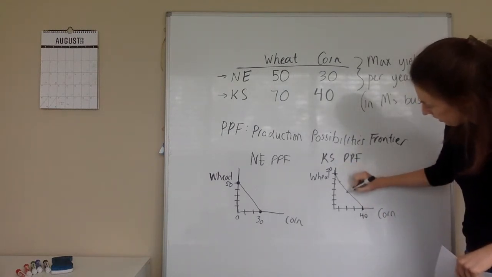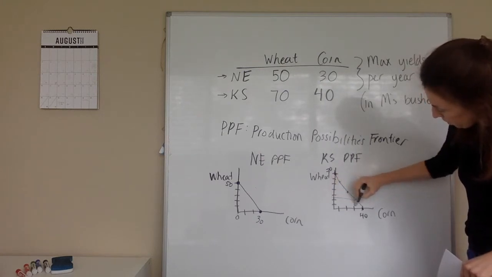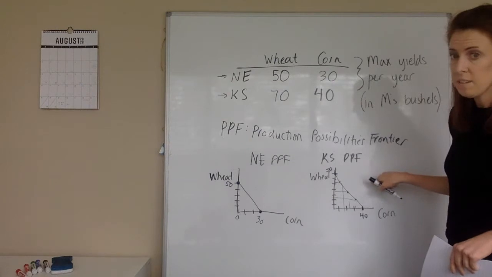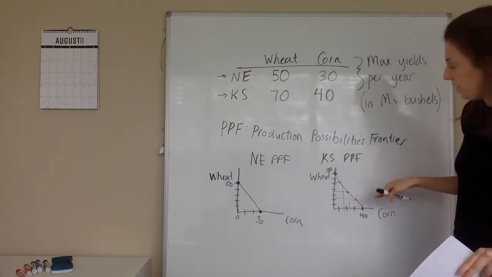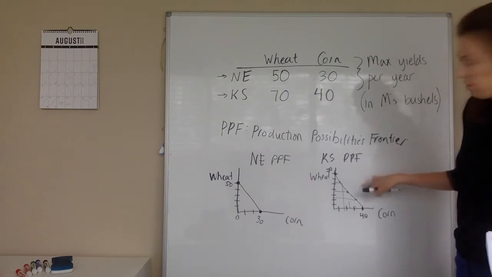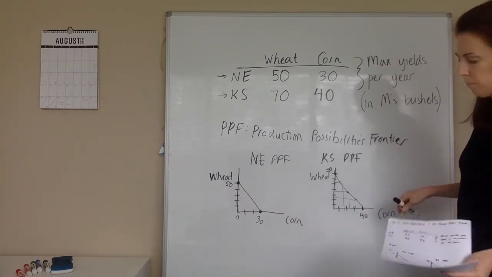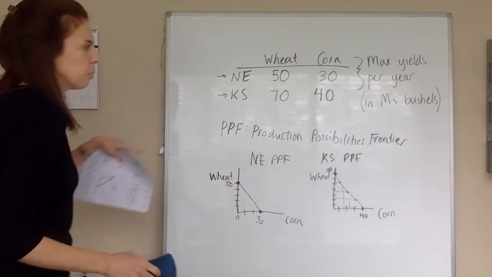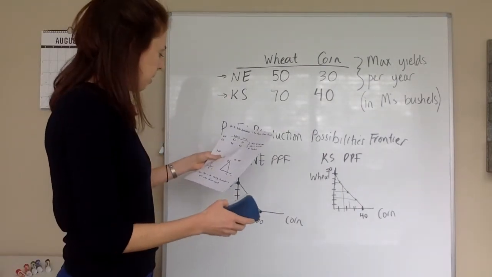So any coordinate along this graph is going to correspond again to some combination of wheat and corn that is feasible for Kansas to produce if they're using all of their land. Any coordinate outside of the PPF is not feasible. Kansas doesn't have enough resources to produce that much wheat and that much corn. Okay, so this is part 1 of the lesson, what a production possibilities frontier is.